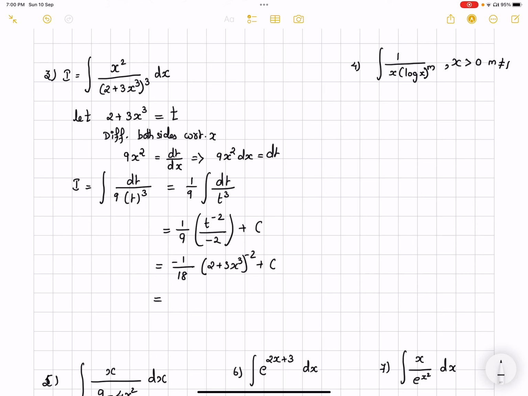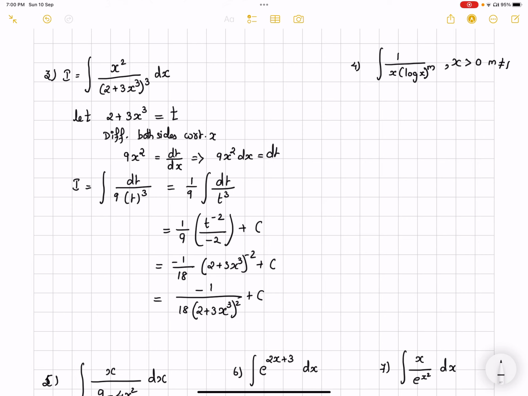Let me just write this in the denominator itself. So I would be getting 18 times 2 plus 3x cube whole square plus c. That's it. Done. Okay. Now here let's move on with the fourth question.